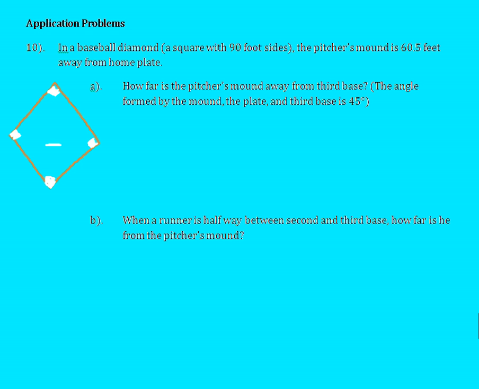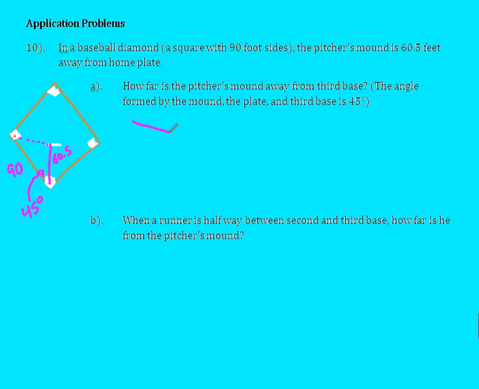Alright, it is now time to begin our application problems and see what we can set up here. So in the first one, we have a baseball field. The pitcher's mound is 60.5 feet away, and the base paths are all 90, and we need to find this side right here from pitcher to third base. Well, if everything's a square, it's a 90-degree angle. That means that half of that right there is going to be our 45-degree angle.